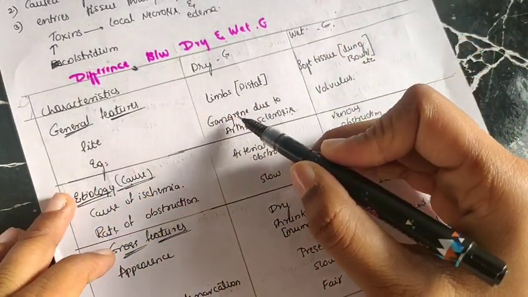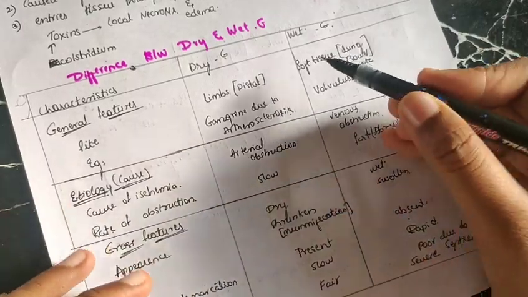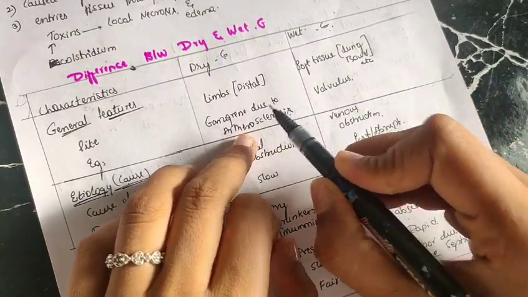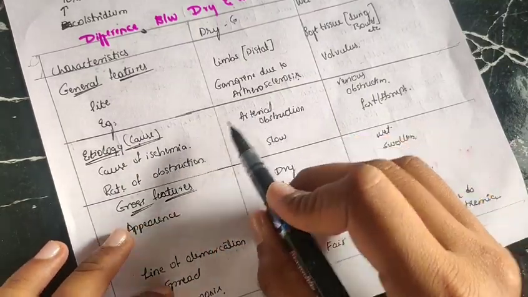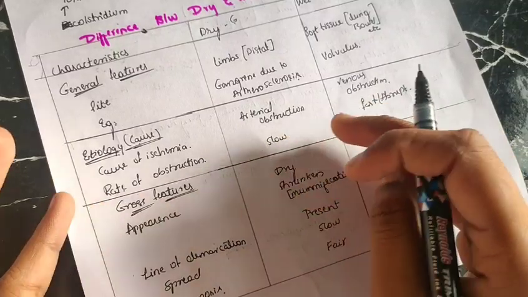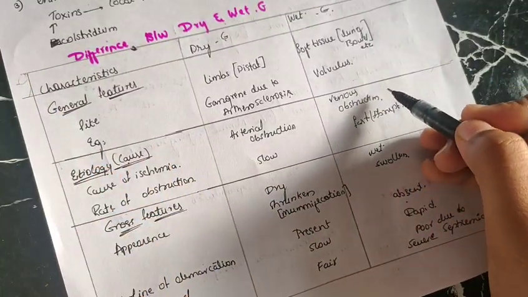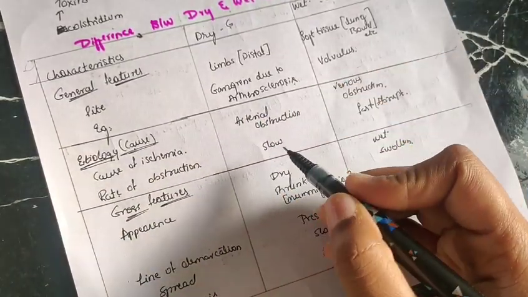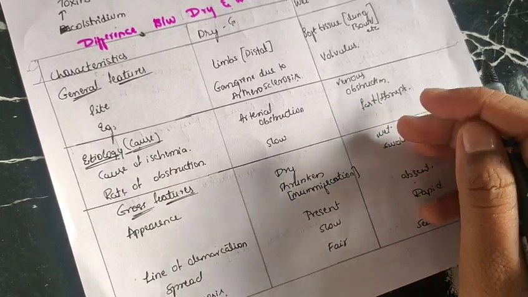An example will be gangrene due to arteriosclerosis, occlusion of artery by some cholesterol or something else. There will be occlusion of artery. Ischemia is the cause for both of these, but here arterial occlusion will be there. Here in wet gangrene, venous occlusion will be there. The rate of obstruction of the blood flow will be slow in dry gangrene, whereas it occurs abruptly in wet gangrene.